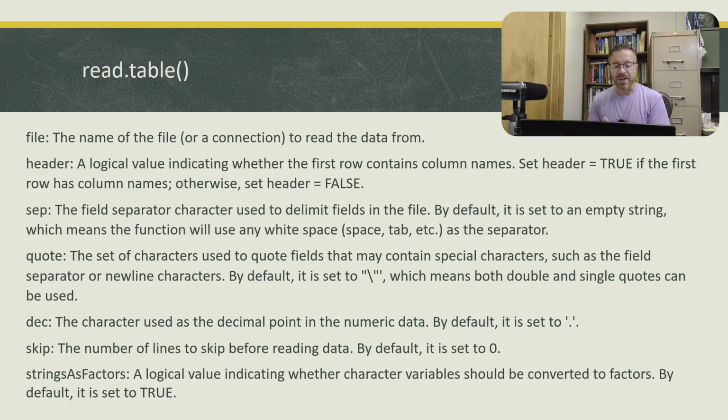And then stringsAsFactors is a logical value indicating whether character variables should be converted to factors. By default, this is set to TRUE. So if you have character strings, let's say it's names, do you want them to be factors, or do you want to treat them as strings, in which case you would want stringsAsFactors to be FALSE?